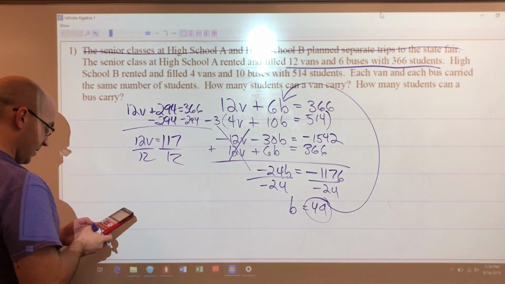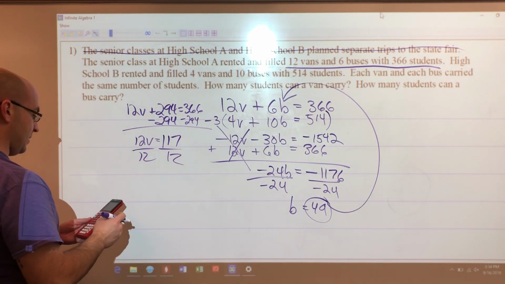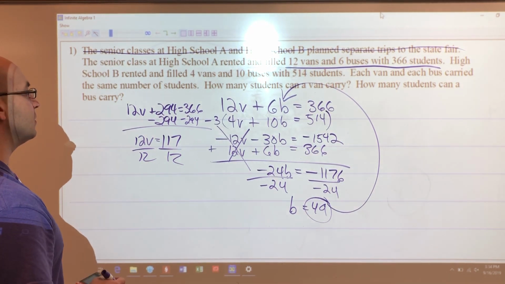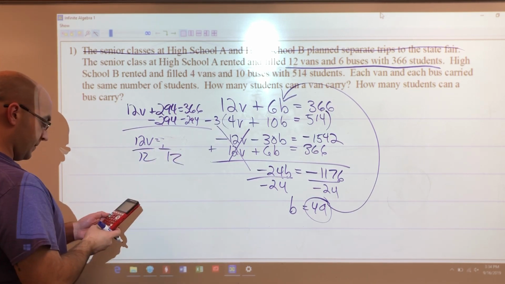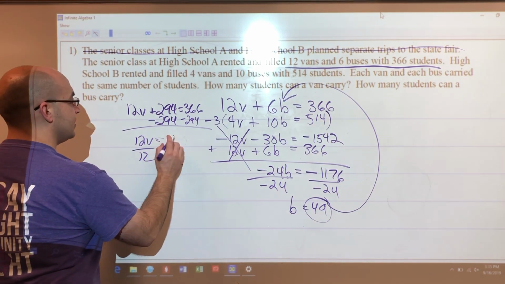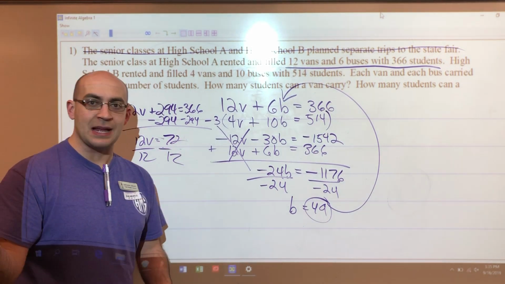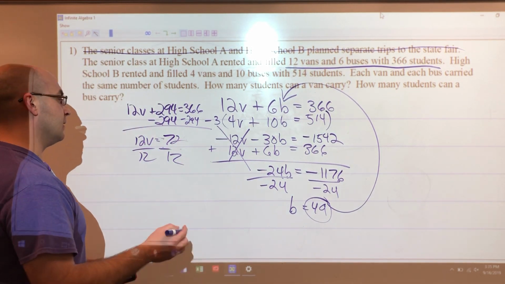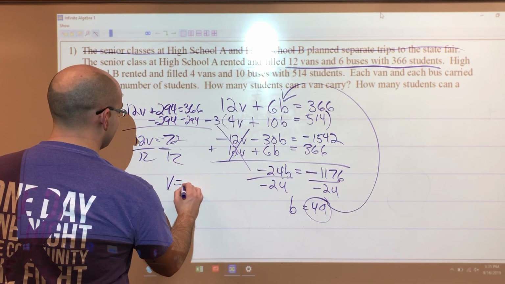Sorry, my brain stopped working. Divide that by 12 on both sides. Ooh, something is wrong because this is not 117. 366 minus 294. Hello, 72. I don't know why no one stopped me. How come no one stopped me? Yeah. Divide by 12 on both sides and V equals 6.